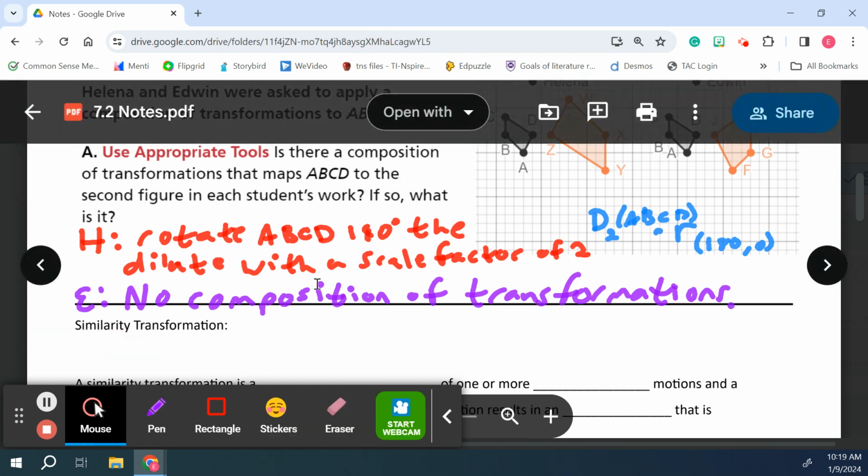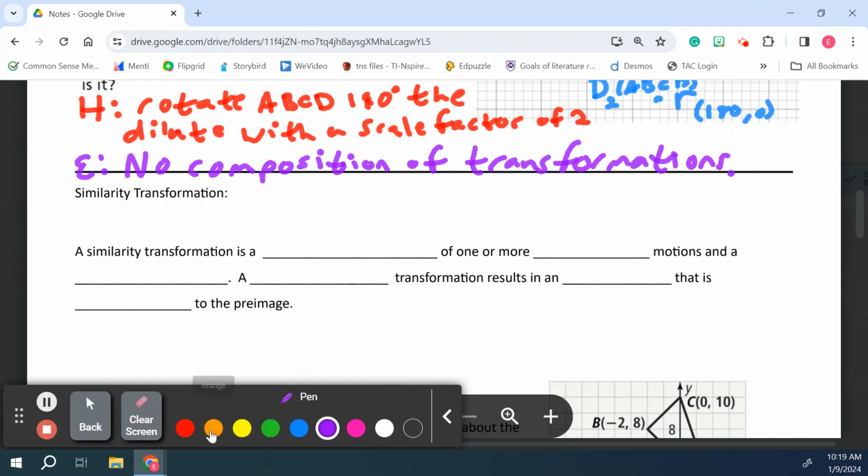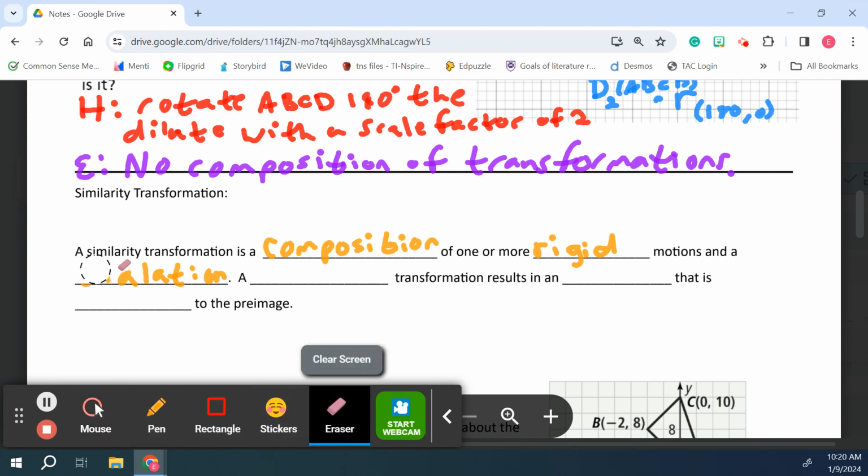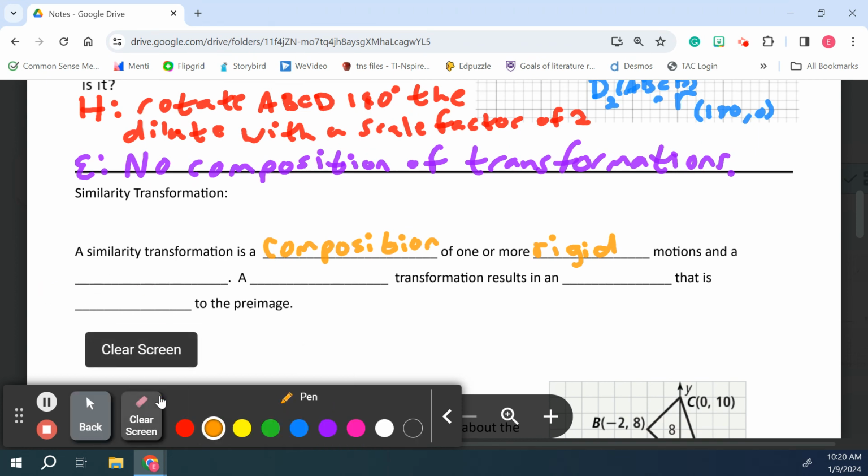All right, so let's talk about what a similarity transformation is. A similarity transformation is a composition of one or more rigid motions and a dilation. Oh my God, why do I keep doing that? I can never spell this. There we go. And a dilation.